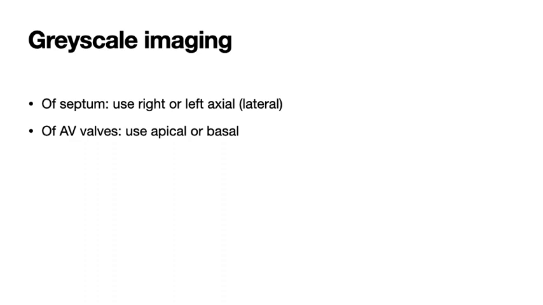So if you're using grayscale imaging and you're trying to get a good grayscale image of the septum, use the right or left axial or lateral views. But if you're interested in looking at the atrioventricular valves, you would like to be perpendicular to the actual valve leaflets. So use an apical or basal view.